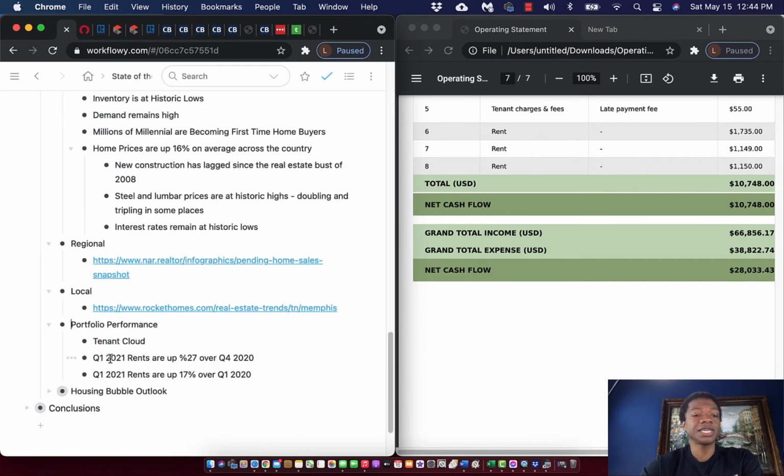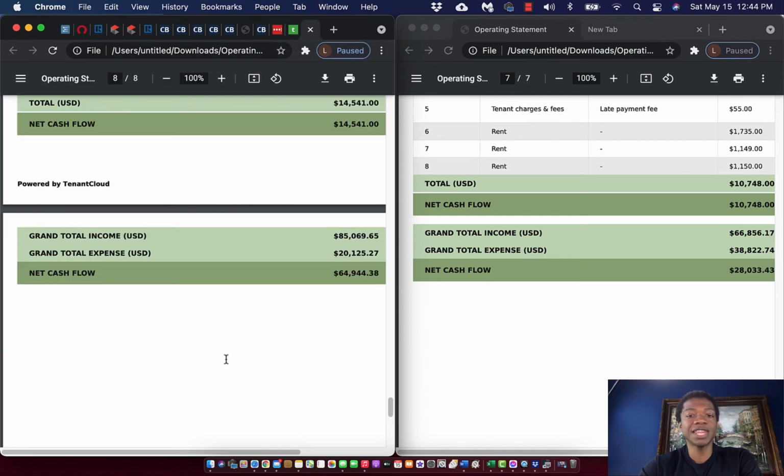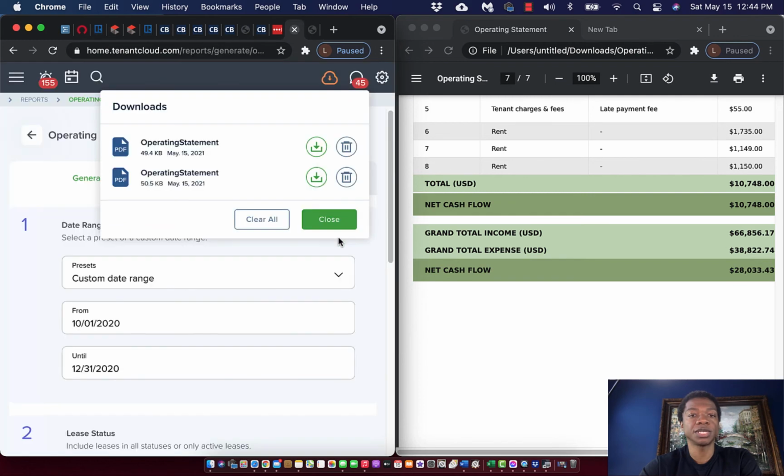So we can see that from the first quarter of 2021, the rents are up 27% over the fourth quarter of 2020. So this 85,000 represents a 27% increase in the first quarter of 2021 than we had in the fourth quarter of 2020. So now we're going to compare this first quarter of 2021 to the first quarter of 2020. So let's see what we had there.